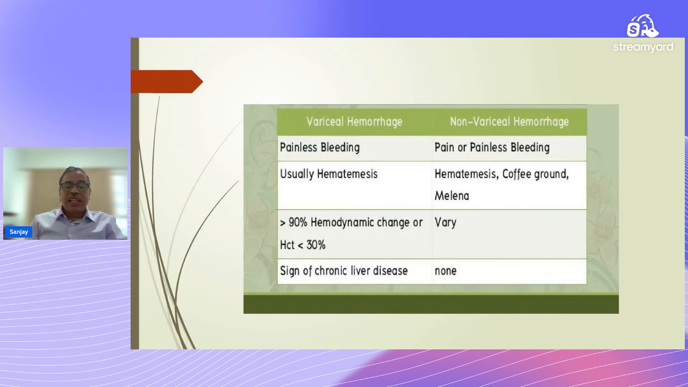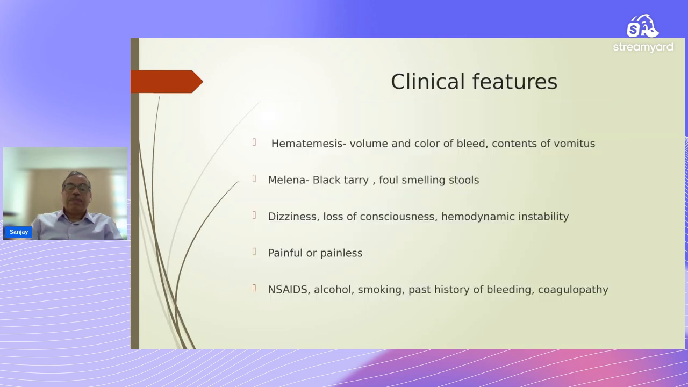Now, because one of the commonest causes of variceal hemorrhage is cirrhosis of the liver leading to portal hypertension, other signs of chronic liver disease would be seen in a patient with variceal hemorrhage. On examination, there may be spider nevi, gynecomastia, loss of axillary hair, testicular atrophy or ascites. Whereas in non-variceal hemorrhage, there is unlikely to be any signs of chronic liver disease.